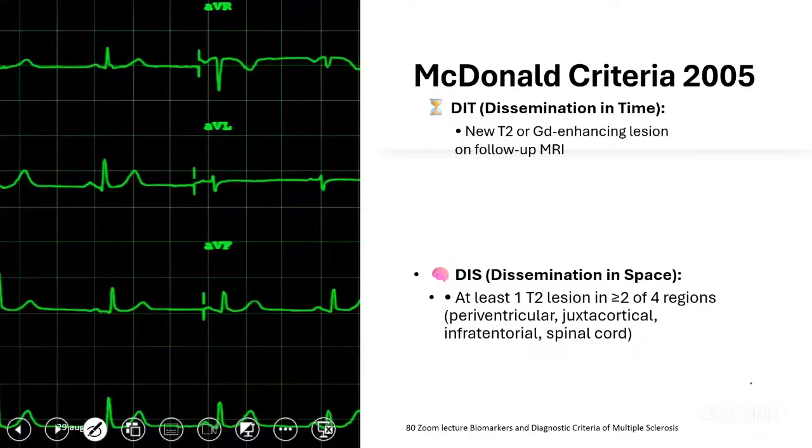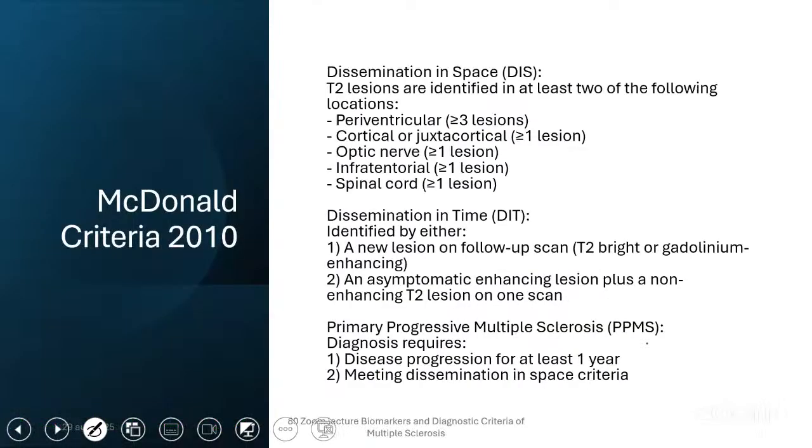So if you look at that, dissemination in time, new T2 or GAD enhancing lesions on follow-up MRI, at least one T2 lesion in more than two of the four regions. These topographies are very important: periventricular, juxtacortical, infratentorial, and spinal cord, which I've already shown you once. So if you look at this, the periventricular, more than three lesions; cortical or juxtacortical, more than one lesion; optic nerve, more than one lesion; infratentorial, more than one lesion; spinal cord, more than one lesion. These all suggest dissemination in space.